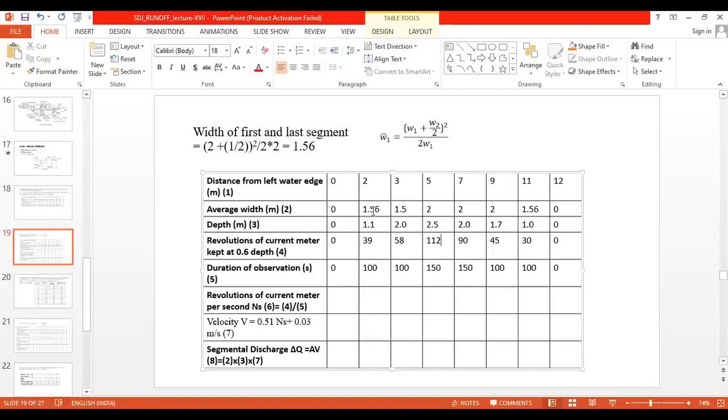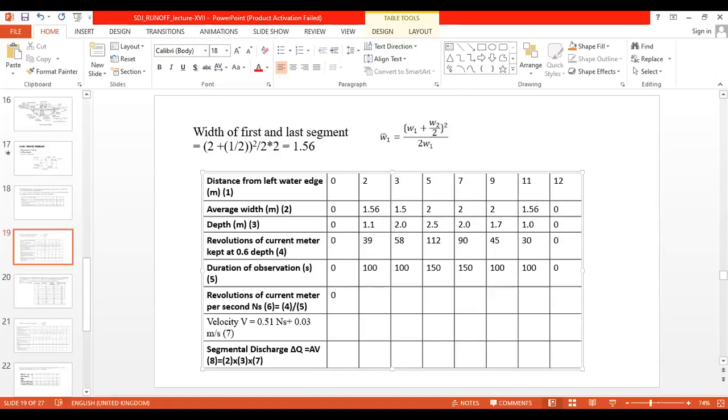So the extremes will have 1.56 meter width, and in between all will have a width of 2 meters. Now the next part is the calculation of the revolutions per second. So now how to calculate them? We just have to divide the number of rotations by the time interval.